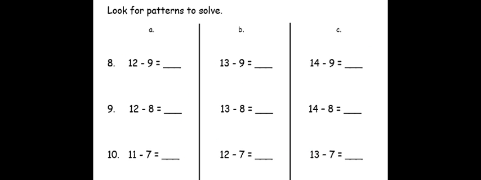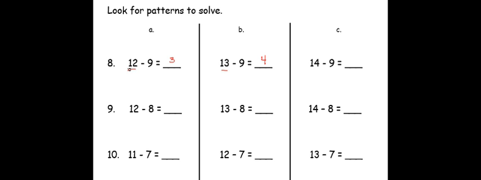In the last section, I'm going to look for patterns to solve similar subtraction problems. If I look across my top row, I'm starting with 12 minus 9, then 13 minus 9, then 14 minus 9. Well, 12 minus 9 is 3. If I move to 13 minus 9, well, I have one more that I'm starting with when I subtract my 9. So that's going to give me one more than the previous answer. 13 minus 9 is 4.